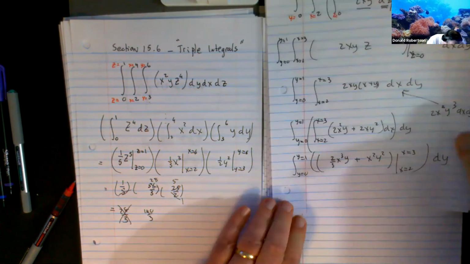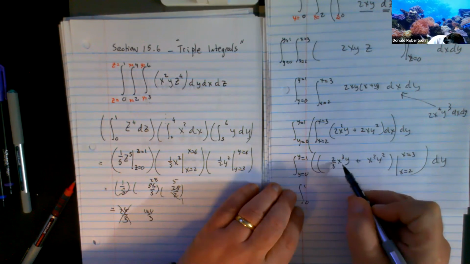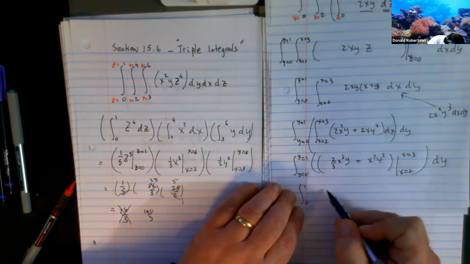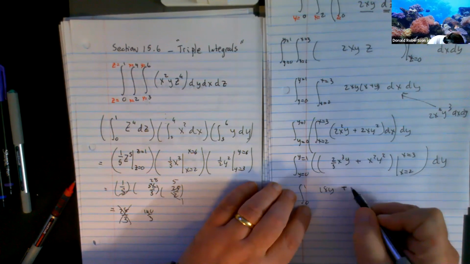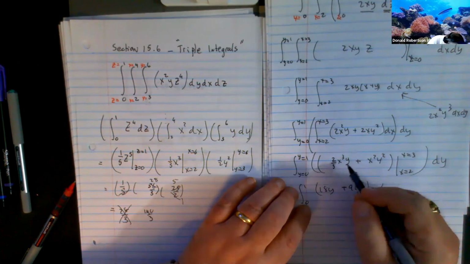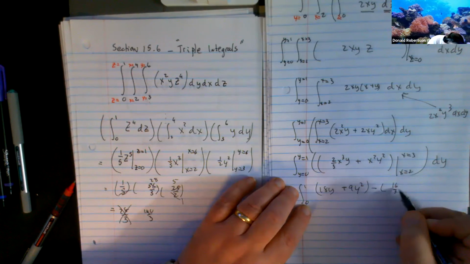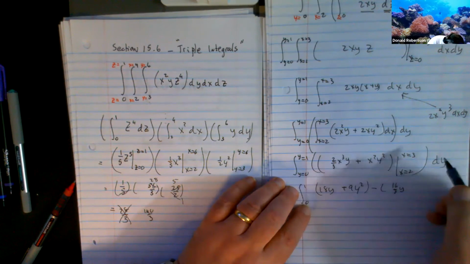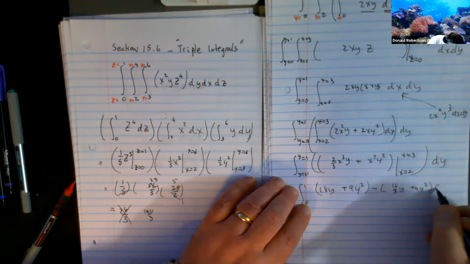Okay, let's see what we get. It's the integral from 0 to 1. If you plug in 3, 3 cancels 1, 9, 18y. If you plug in 3, 9y squared. It's not too bad. If you plug in 2, 4, 8, 16/3 y. If you plug in 2, 4y squared, you get that.